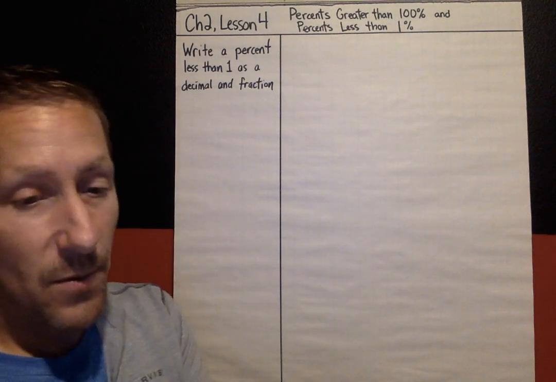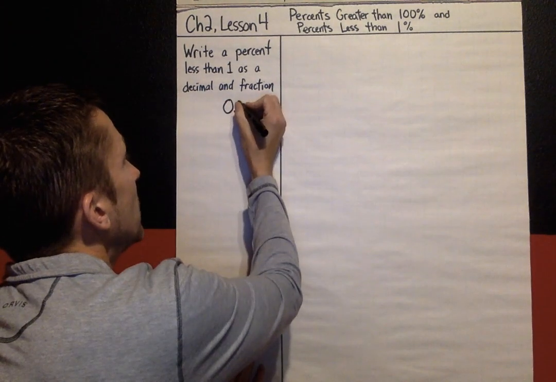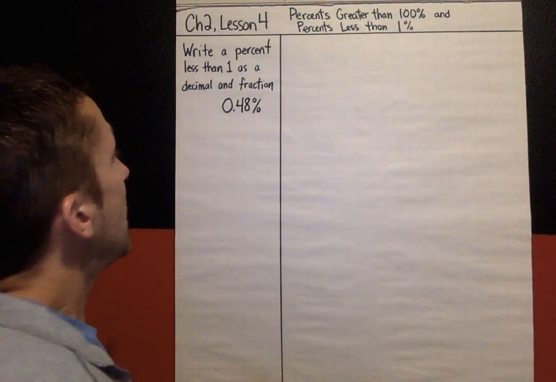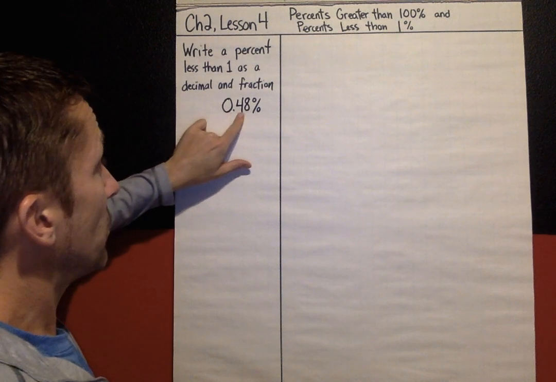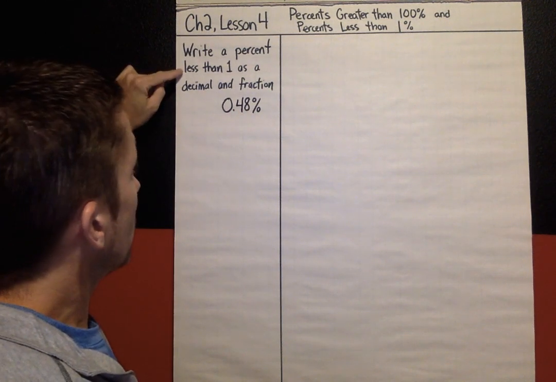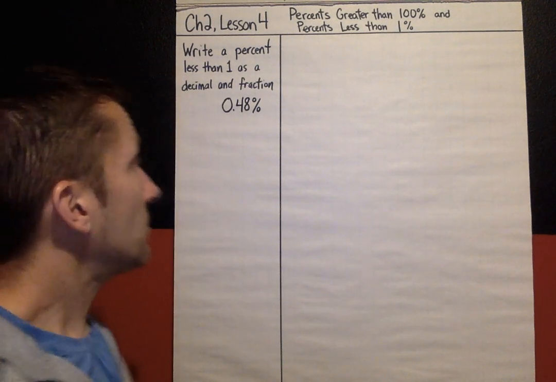The first example we will do is 0.48%. And so here's a percent that's less than 1. It's 0.48%. And we're going to write that as a decimal and a fraction.